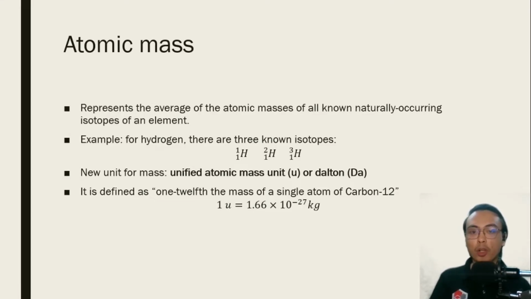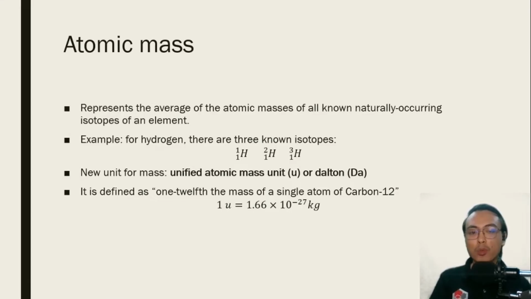For example, in hydrogen, there are three known isotopes. They are the same element, but they vary in their number of neutrons. We have the proton, that's H1, we have deuterium, H2, and we have tritium, H3. The listed atomic mass of hydrogen in the periodic table is the average of the atomic masses of all of these three naturally occurring isotopes.